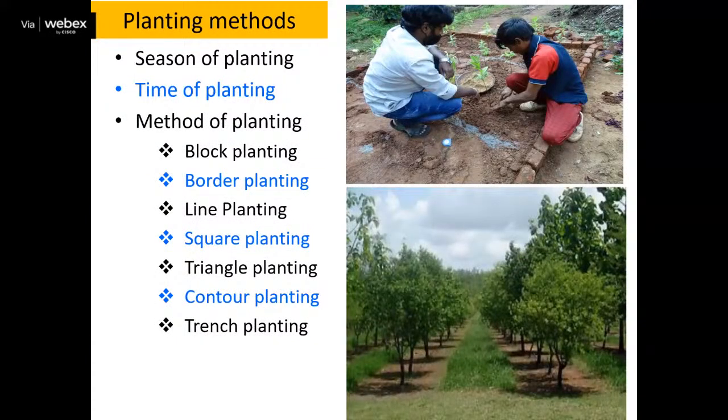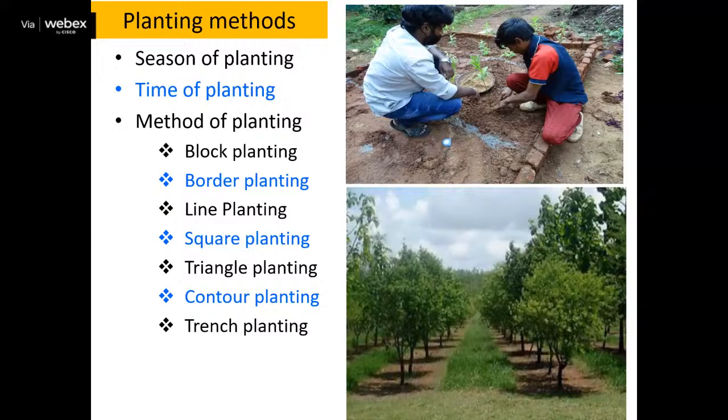Planting has different methods, and unlike other crops like arecanut or coconut, we cannot have any fixed design. It is based on your choice of host plant. Accordingly, you can change the design, whether it is border planting or boundary planting, line planting, square or triangle. So it depends upon the host choice, and on the time and season of planting.